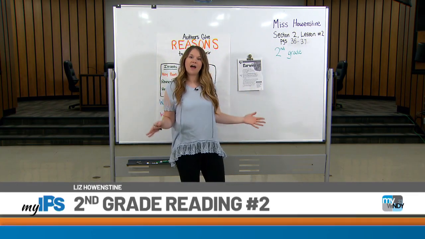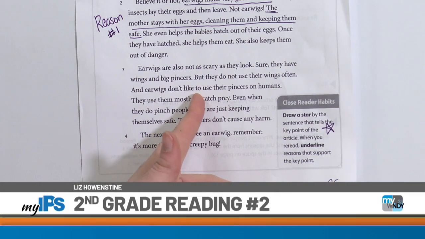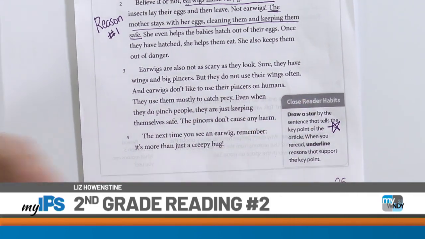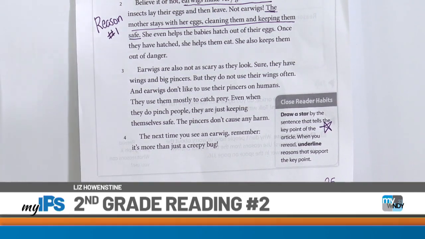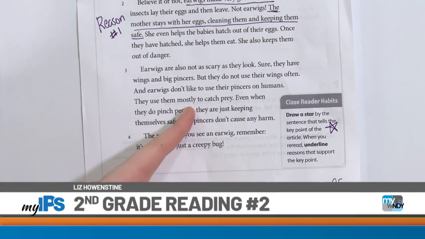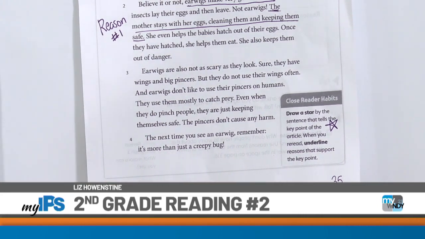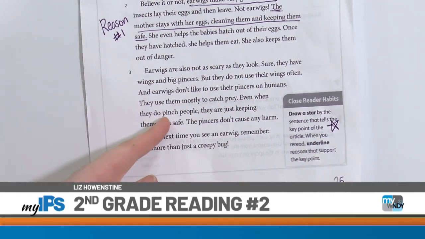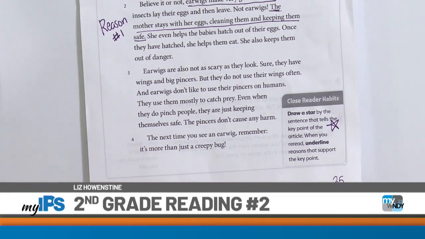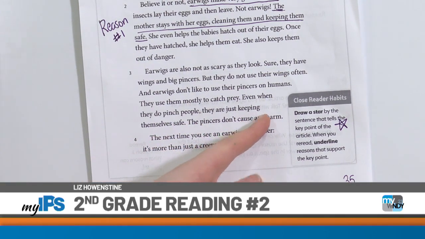So wings help things fly. They don't use those often, but they do have them if they need them. And earwigs don't like to use their pincers on humans. Okay, so they have pincers, but they don't want to use them on us as humans. That's interesting. They use them mostly to catch prey. Prey, what they want to eat. Even when they do pinch people, they are just keeping themselves safe. So they're protecting themselves. When they pinch a person, they're not meaning to, they're afraid, and so they're keeping themselves safe. The pincers don't cause any harm.